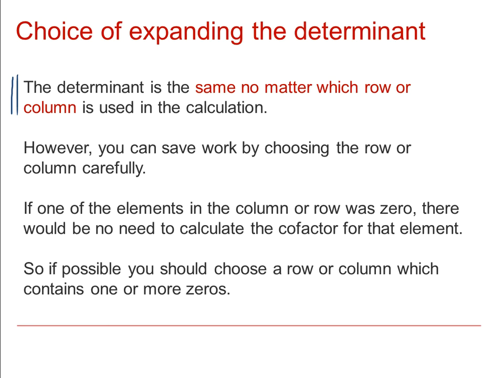So what we can do is, if we choose carefully, we can save a lot of work, particularly if some of the elements in a row or column were 0, then obviously we wouldn't have any value coming from those elements. So if you can choose at all possibly a row or column which has got at least one or maybe more zeros, then calculating the determinant becomes much more straightforward.